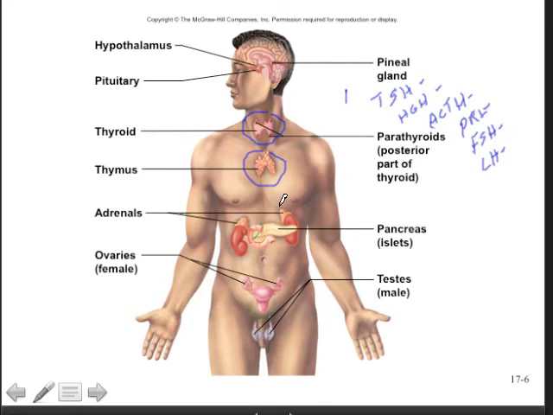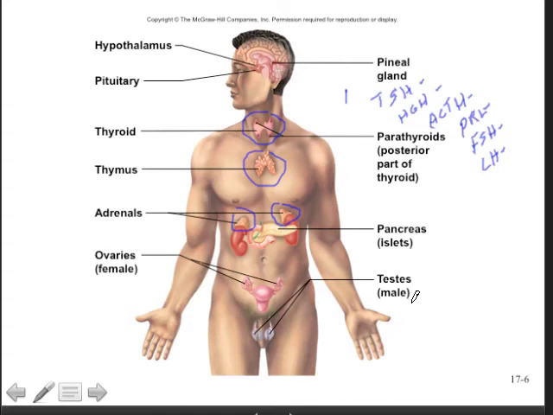Down here, we've got some interesting organs. We have the adrenal glands. The adrenal glands are really two glands in one. There is a cortex, which is the outer covering, and then there's a medulla, which is the inner core.